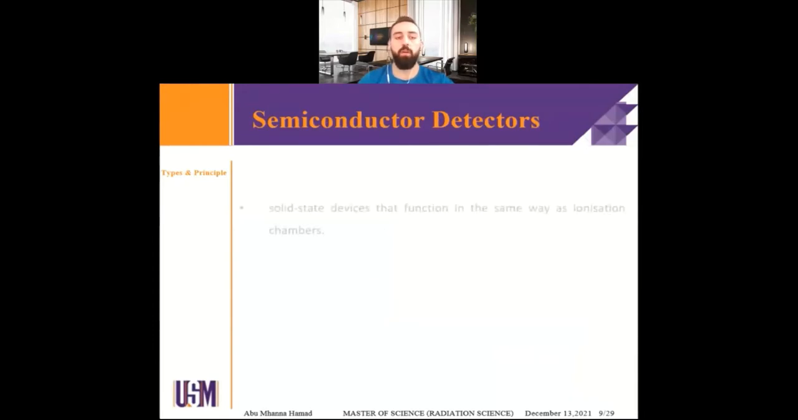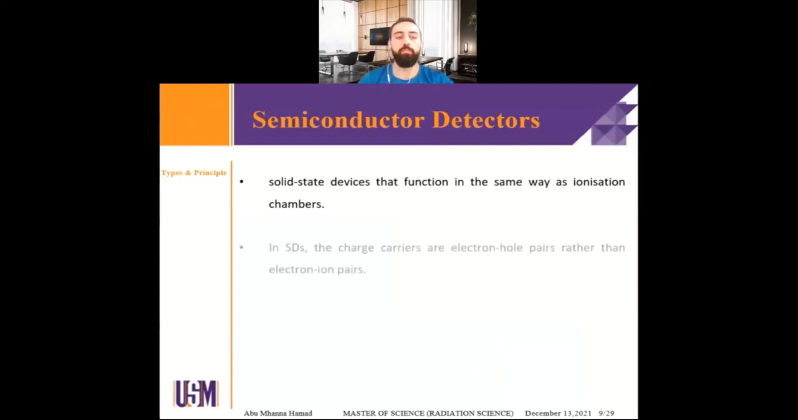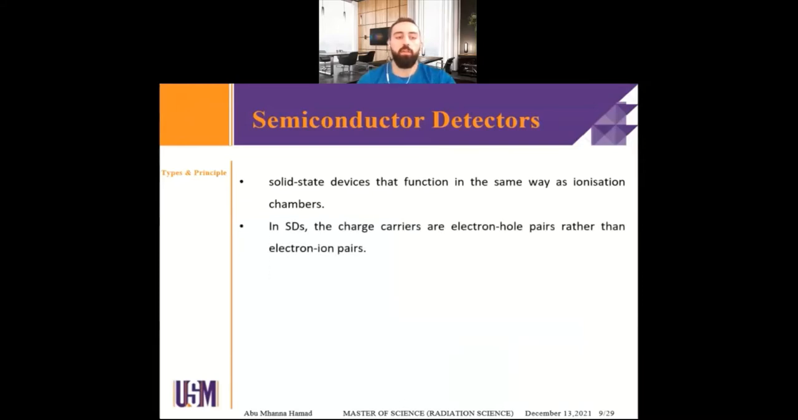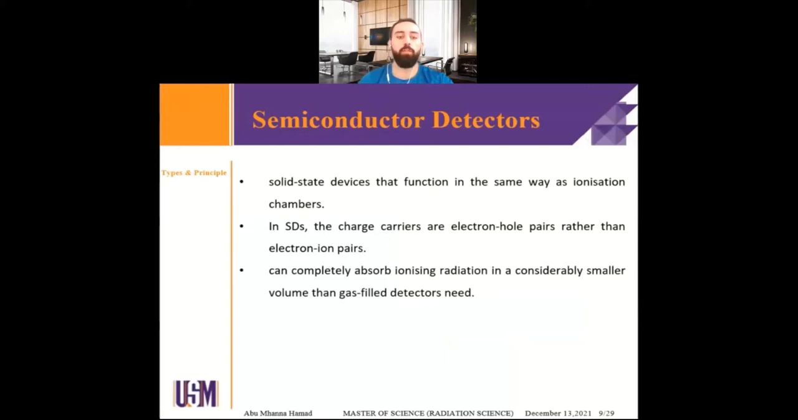A semiconductor detector is a solid state device that functions in the same way as an ionization chamber. In a semiconductor, the charge carriers are electron-hole pairs rather than electron-ion pairs, so it can completely absorb ionizing radiation in a considerably smaller volume than gas-filled detectors need. The majority of semiconductors are constructed using Si or Te materials.